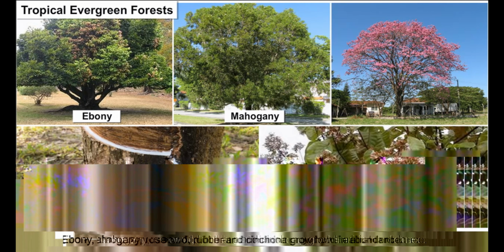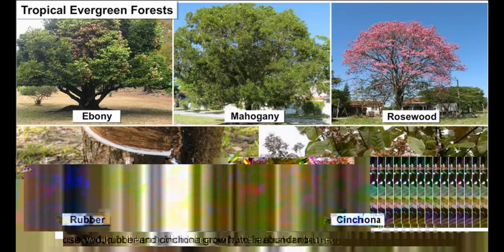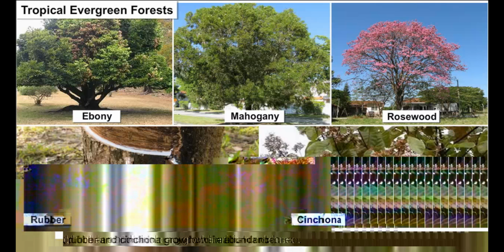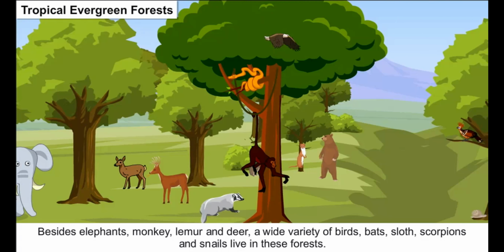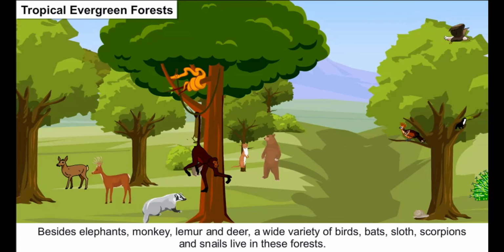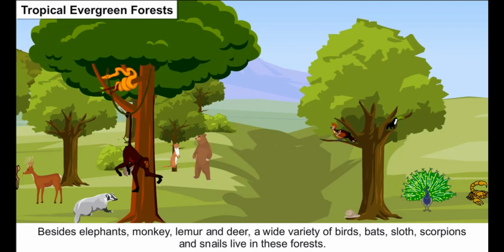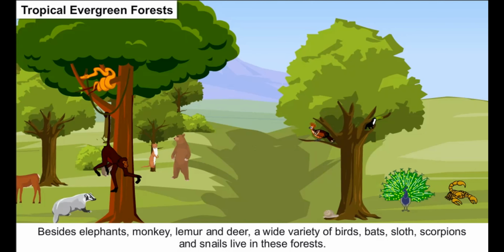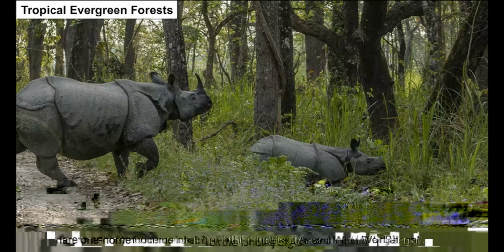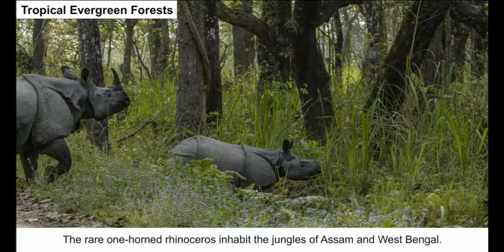Ebony, mahogany, rosewood, rubber and cinchona grow here in abundance. Besides elephants, monkey, lemur and deer, a wide variety of birds, bats, sloth, scorpions and snails live in these forests. The rare one-horned rhinoceros inhabit the jungles of Assam and West Bengal.